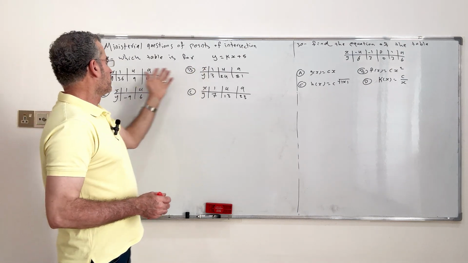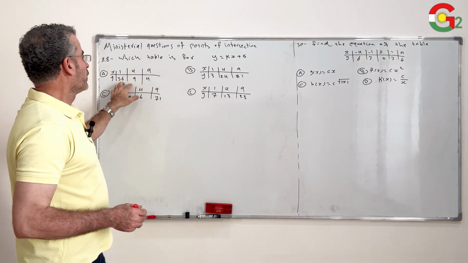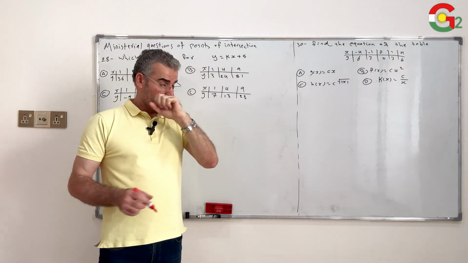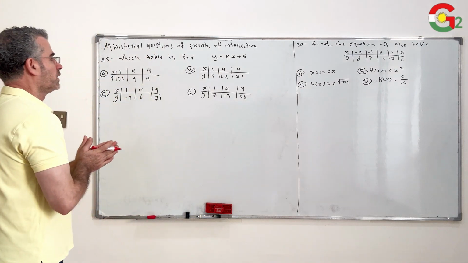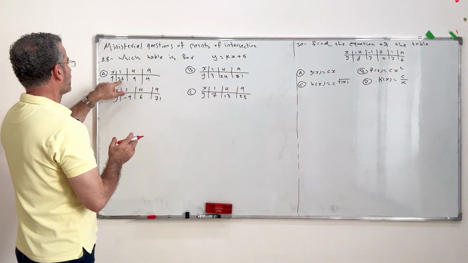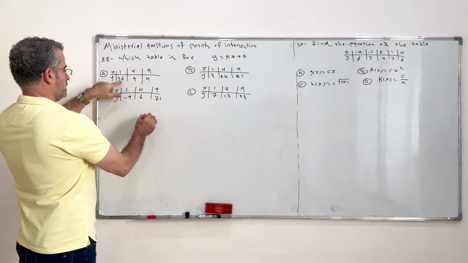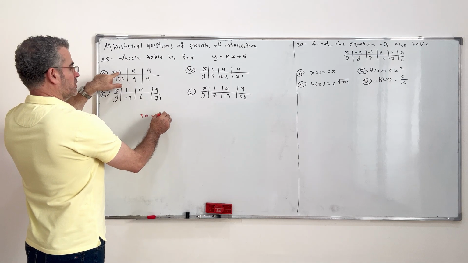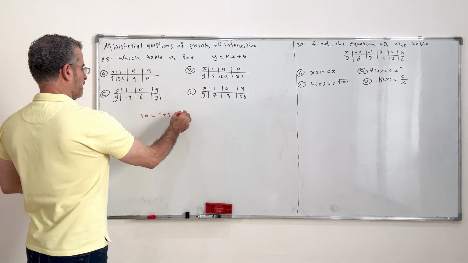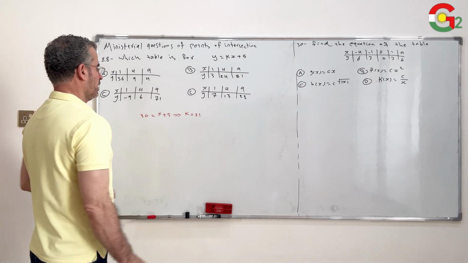To find which table, I'll check one by one. I'll take 2 points in every table and substitute them in the function. The value of k should be equal. For the first point, when y is 36, x equals 1, then k times 1 plus 5, this gives me k equal to 31, 36 minus 5.